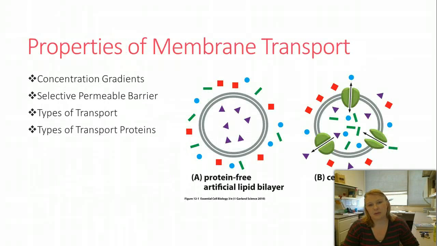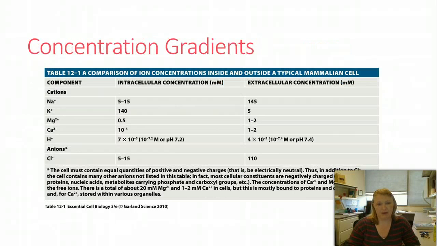So let's talk about the properties of membrane transport. In the last chapter, we talked a lot about how membranes are responsible for separating the inside and the outside of the cell, or inside and outside the organelle. What we didn't talk about was how we actually move things in and out that we want in and out. And so it's important that we understand how this works. So we're going to talk about concentration gradients, the selective permeable barrier, and then types of transport and transport proteins.